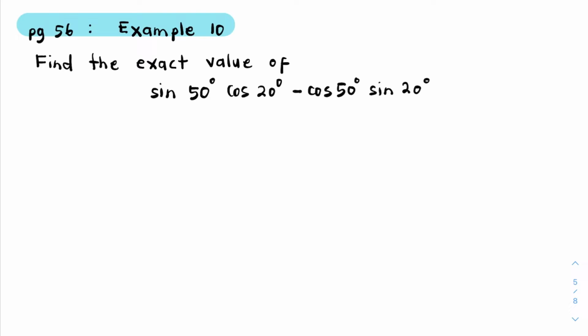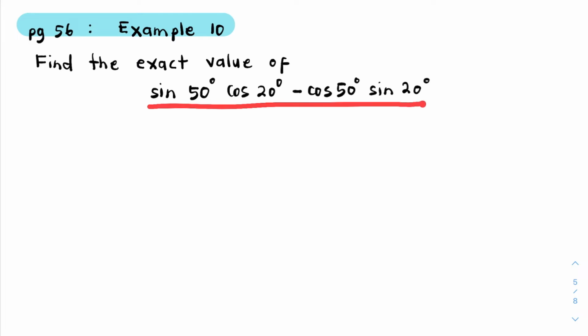Okay, now let's move on to the next example, which is on page 56, example 10. This one is a bit different from the one that we did before. They ask you to find the exact value, but instead of asking for the sine of an addition or subtraction of two angles, they give you the end result of the formula.